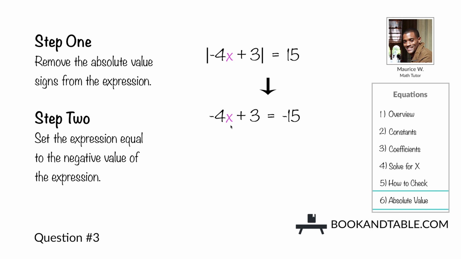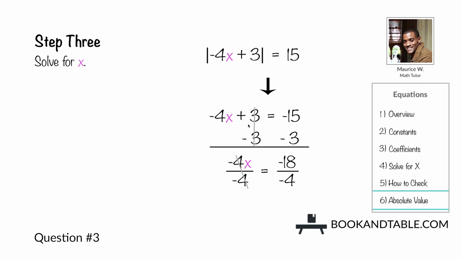And then step 3, we want to solve for x. So to remove the constant on this side, +3, we subtract 3 from both sides, leaving us with -4x on the left side, and -15 minus 3, which is -18 on the right side. And then to remove the coefficient -4 from the x, we divide both sides by -4. So we wind up with x is equal to -18 divided by -4, which is the same as x is equal to 4.5. So this is our first answer.